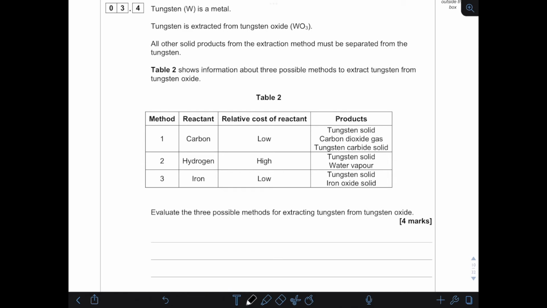And the third method is using iron. Now, iron is pretty cheap because I can't remember exactly how much of the Earth's crust it is, but it's pretty high in percentage, and it's cheap, so it's pretty good. Although you do make 2 solids, 1 tungsten and 1 iron oxide, which could be difficult to extract or remove from your tungsten.